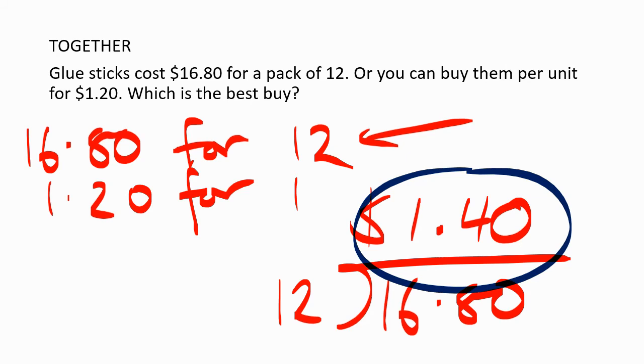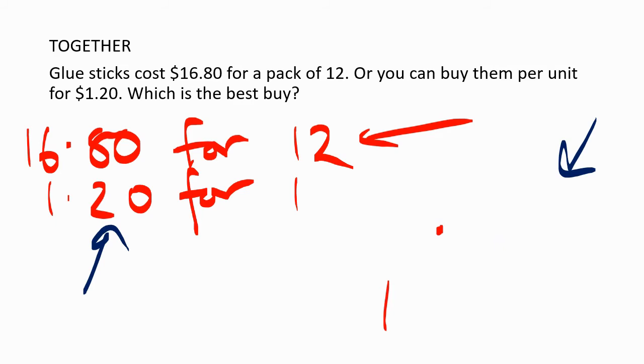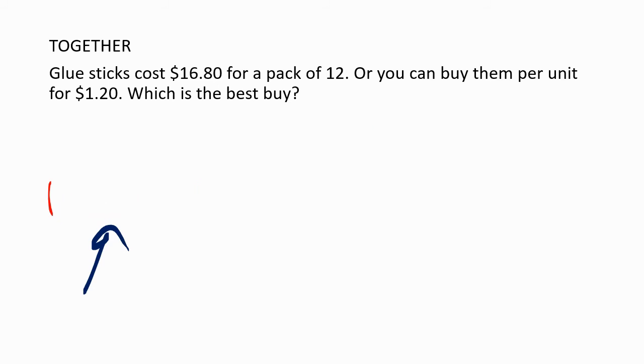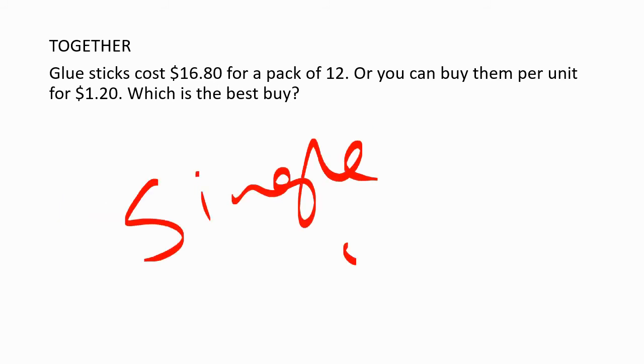So can you tell me which is the best buy? The packet of 12, which is $1.40 each, or the individual purchases? What do you think? I hope you worked out it was definitely the individual purchase. Look, the individual purchase just costs $1.20. So your best buy would be the single purchase. Okay?